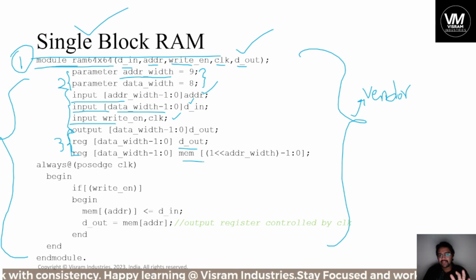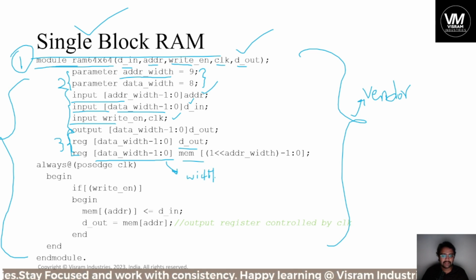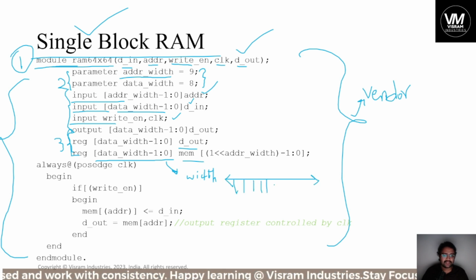When we are declaring memory, in either way, memory is nothing but a matrix, a two-dimensional matrix, which has width and depth of the bits of data stored in it. So this representation before the mem is nothing but width. What does this width represent? It represents how many bits you have. You have 8 bits of data. 1, 2, 3, 4, 5, 6, 7, 8. So 8 bits of data.